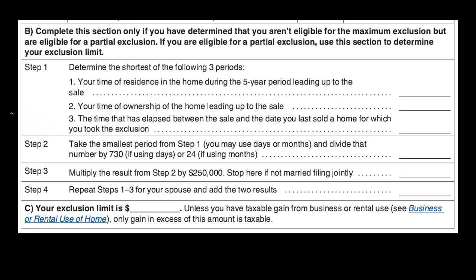The steps involved here are listed out in the table. Step 1, determine the shortest of the following 3 periods. 1, your time of residence in the home during the 5-year period leading up to the sale. Or 2, your time of ownership of the home leading up to the sale. 3, the time that has elapsed between the sale and the date you last sold a home for which you took the exclusion. That's going to be in part 1. Step 2, take the smallest period from step 1.